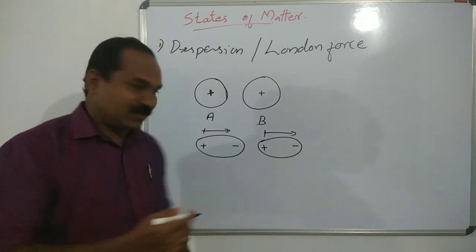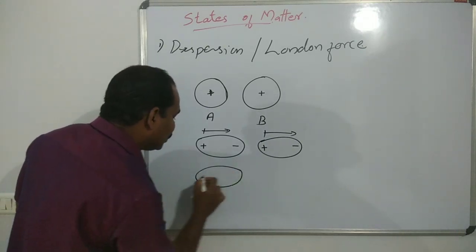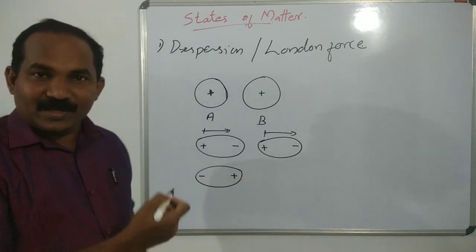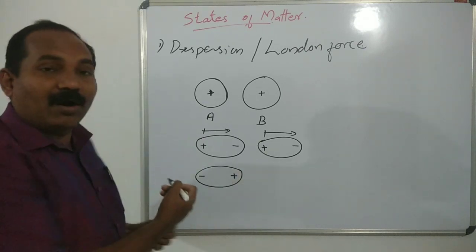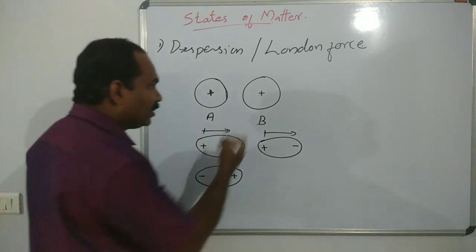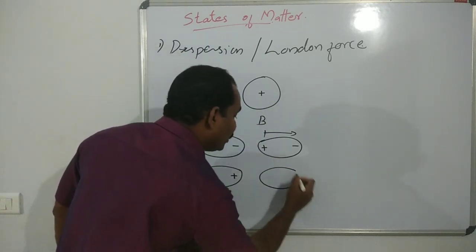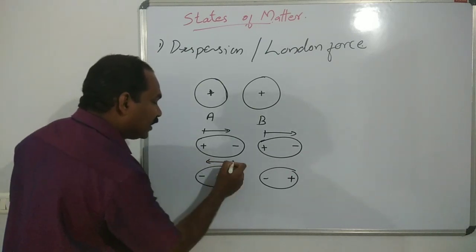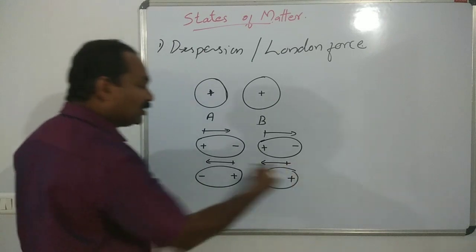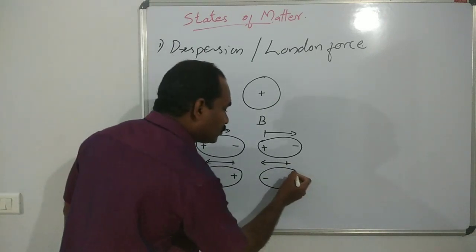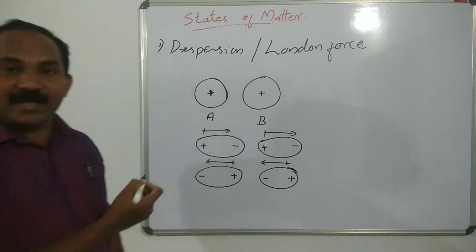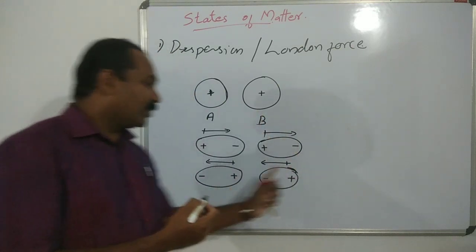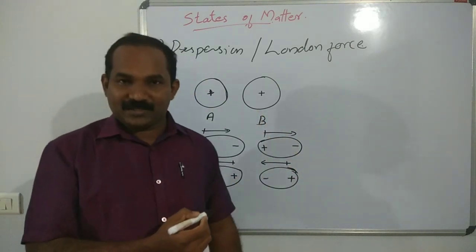In another situation, the electron density moves towards the left hand side. The negative charge is distorted or moved to the left hand side. The same thing happens in the case of B. So what happens? The induced dipole is in this left hand direction. In the first case, the momentary charge is on the right hand side. In the second case, the momentary charge is on the left hand side.